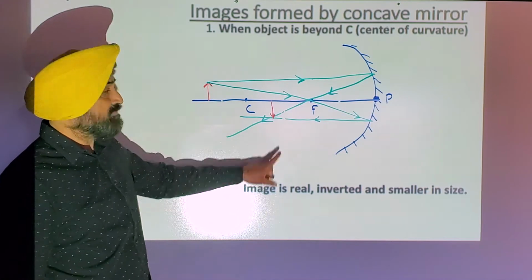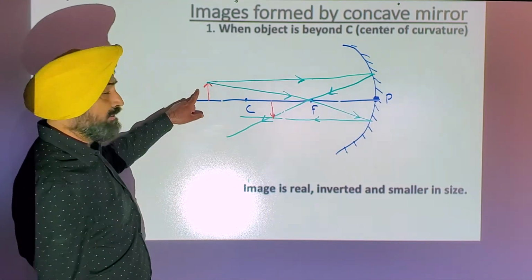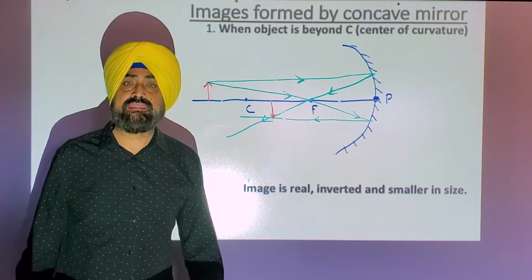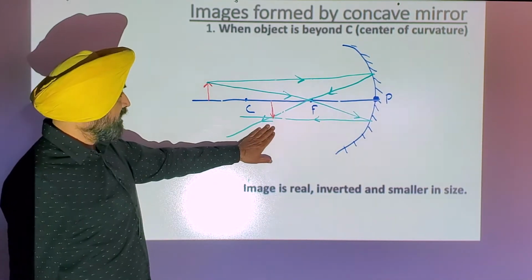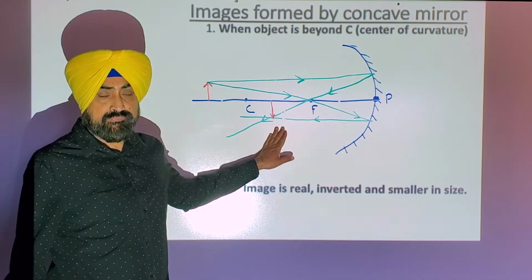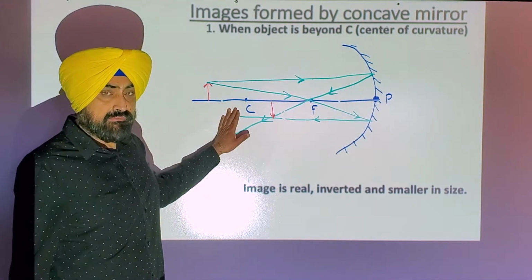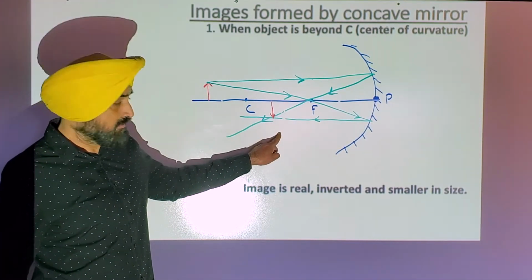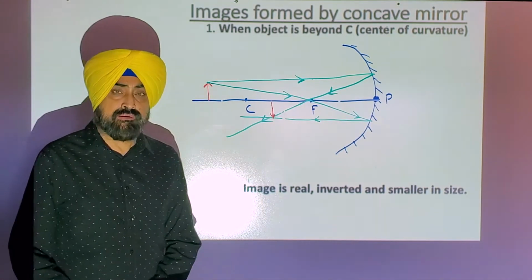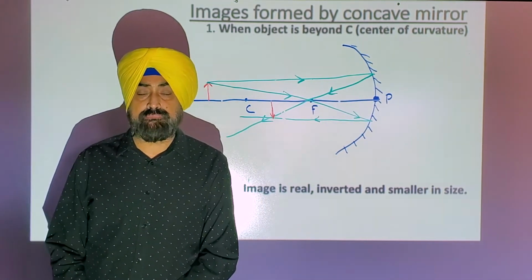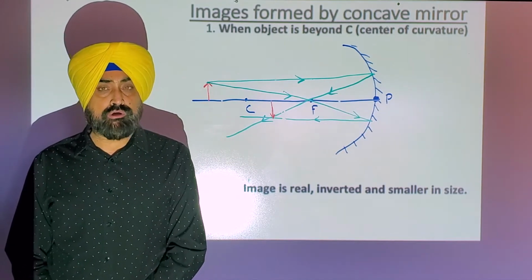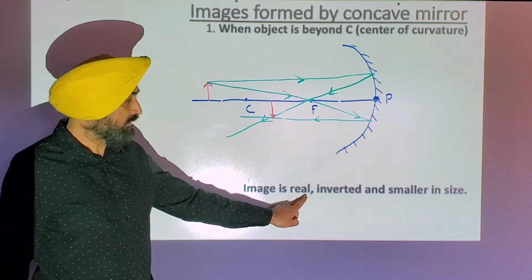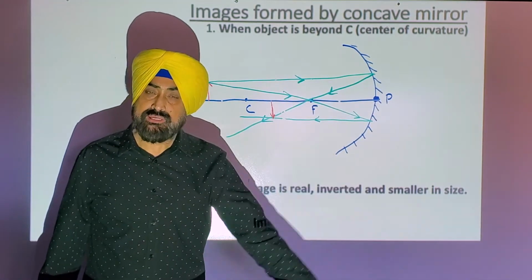See, this image is upside down. The object was upright, straight. The image formed is upside down, which is also called inverted image. So this image is in front of the mirror, upside down, inverted, and as compared to the object, it is smaller in size. So the property of the image formed by concave mirror, when the object is placed beyond center of curvature, the image will be real, inverted, and smaller in size.